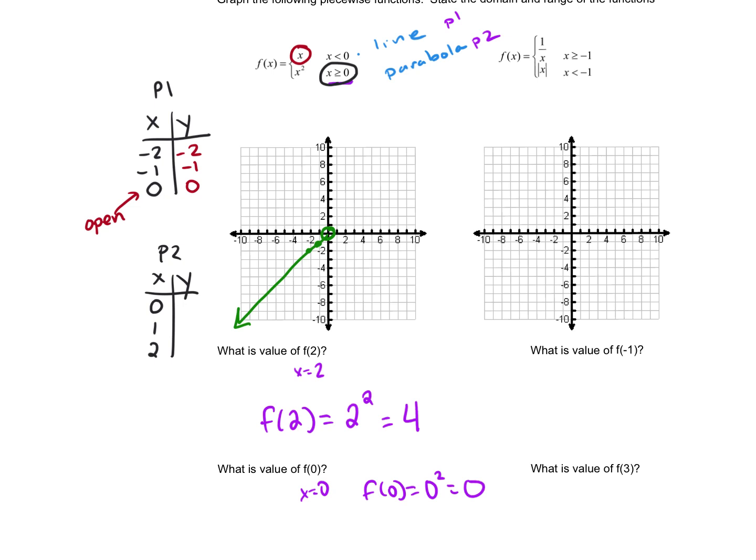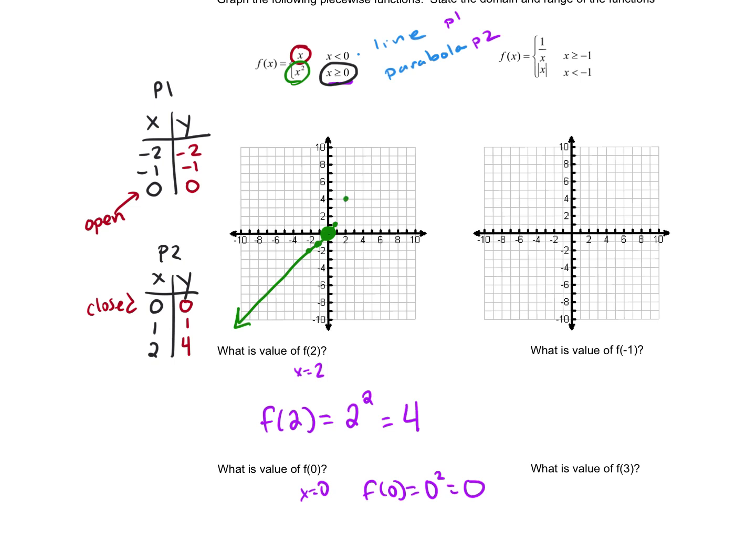Now for piece 2, I'm going to plug these all into this guy, which says square them all. So 0 squared is 0, 1 squared is 1, and 2 squared is 4. So in this case, 0, 0. Now in this case, it's definitely a closed circle, because x can be equal to 0. But ironically, 0, 0 is basically going to fill in that open circle. So these are going to connect. They don't have to connect, but in this case they do. So it looks like this.